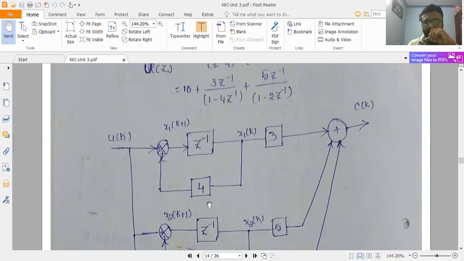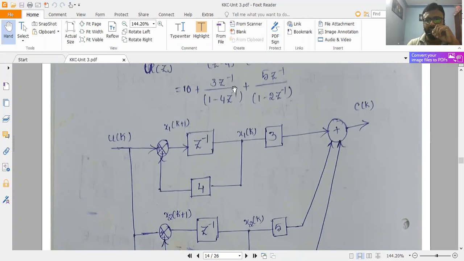So try to observe this particular block. It is represented as G of z, and this is H of z. What is the transfer function of this particular one? It is nothing but G of z divided by 1 minus G of z into H of z. G of z divided by 1 minus G of z into H of z. This particular block.